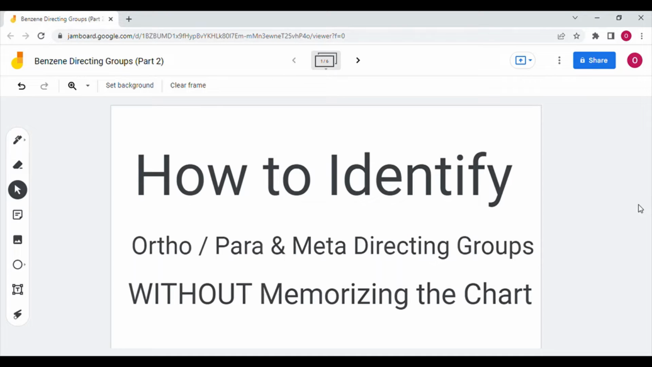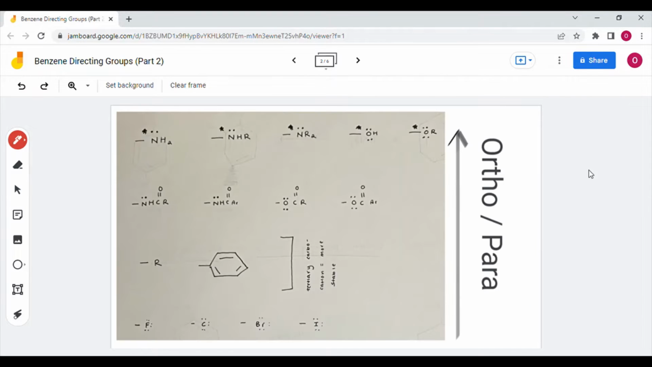In this video, I'll be teaching you how to identify ortho-para and meta-directing groups without memorizing the chart. So in the last video, I showed you this chart for identifying ortho-para directing groups. What is something you notice that all these directing groups have in common? And the answer is lone pairs of electrons.